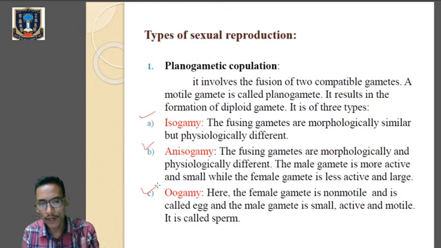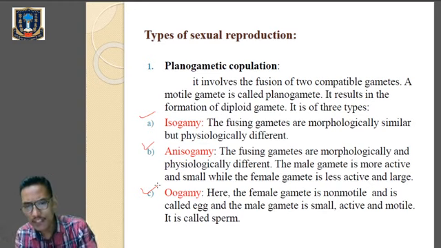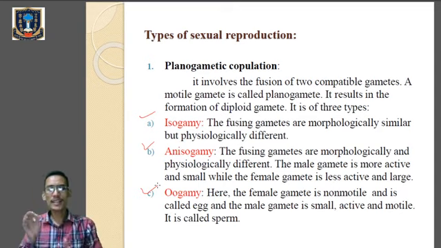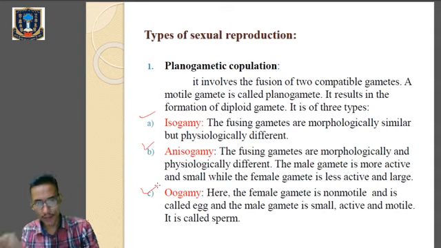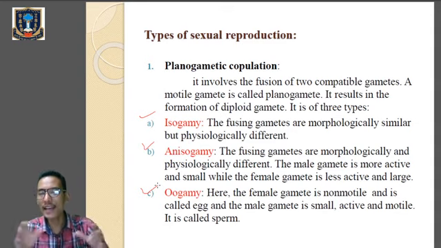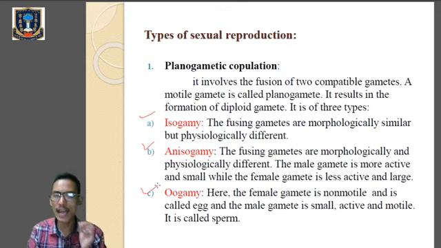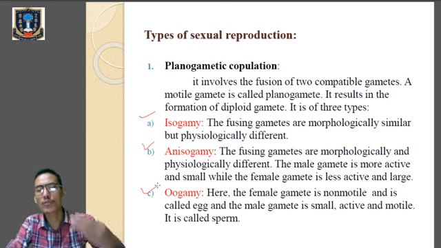Then oogamy, where oo means egg. Listen very carefully. In oogamy, the female gamete is called the egg or ovum and it is non-motile. It cannot move. Whereas the male gamete is small, active and motile, meaning it is able to move, and it is called sperm. So we have three types of gametes: isogamy, anisogamy and oogamy. Kindly write the definitions of the three types of gametes.